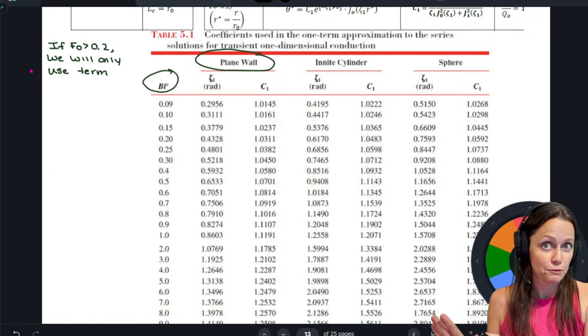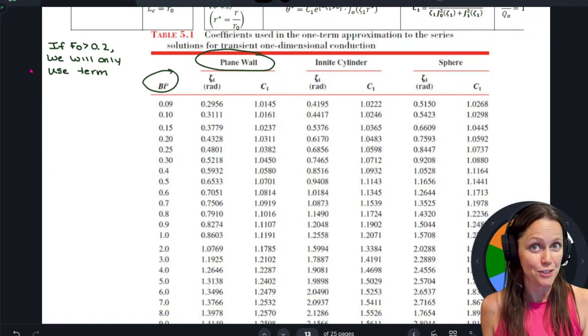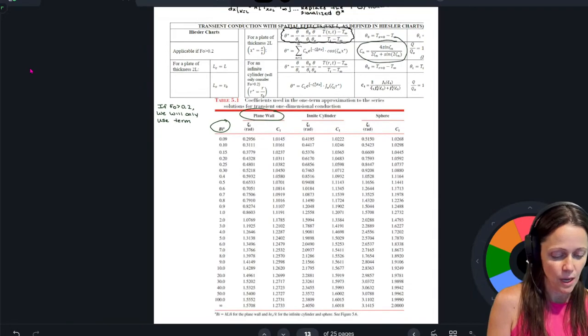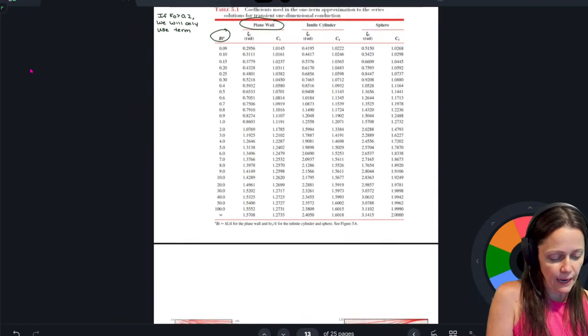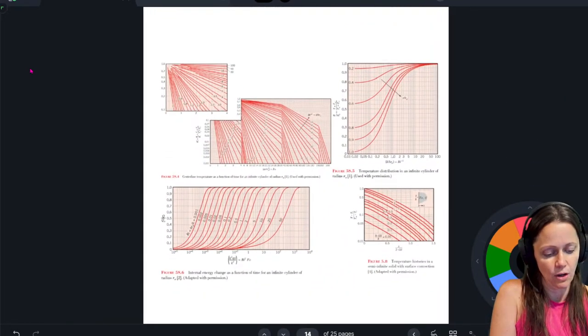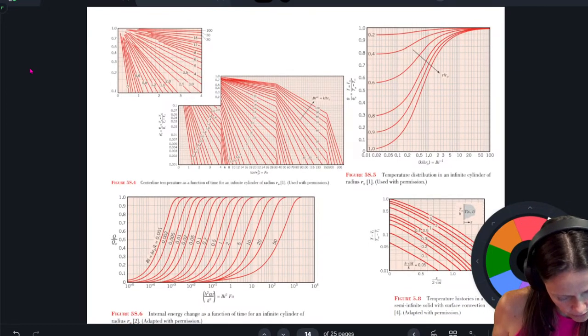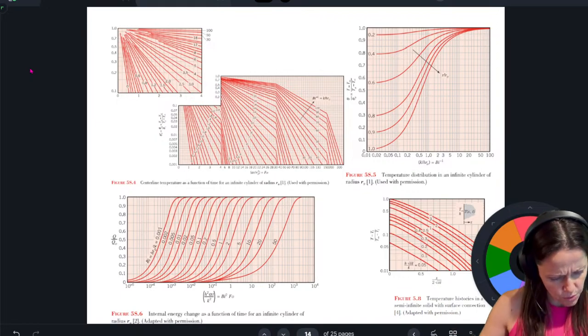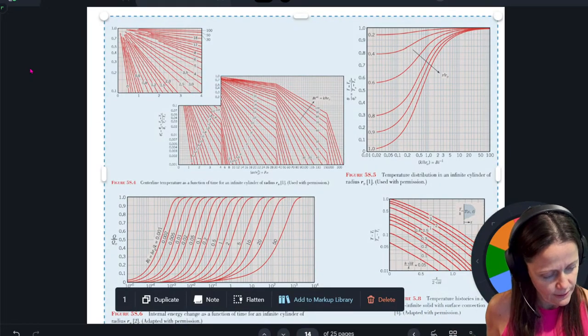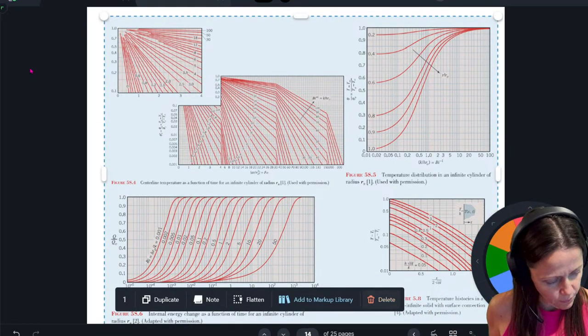So you have those equations, and those are perfectly okay to use. But we also have something called the Heisler charts. So these are, make sure I've got the right, oh shoot. Oh, that's for a radius. I don't want a radius. I did the wrong one. Hold on.